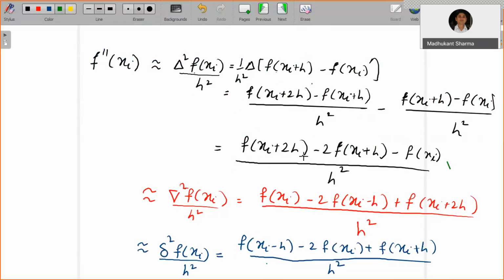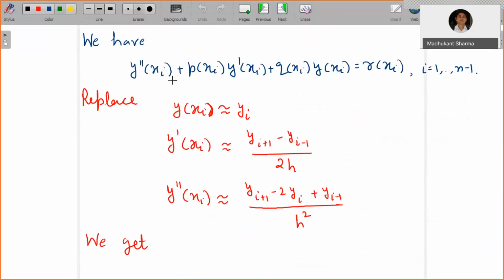Using these facts, for i equals 1 to n minus 1 we have the following equations. Now replace y at xi by yi. Then y dash at xi by the central difference, y at i plus 1 minus y at i minus 1 divided by 2h. And the second derivative, again by central difference, is yi plus 1 minus 2yi plus yi minus 1 divided by h square. We have already derived these previously in the numerical differentiation session as well.